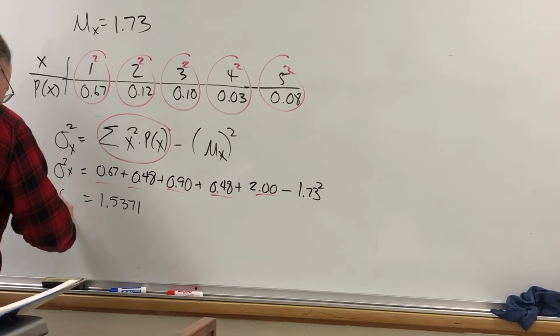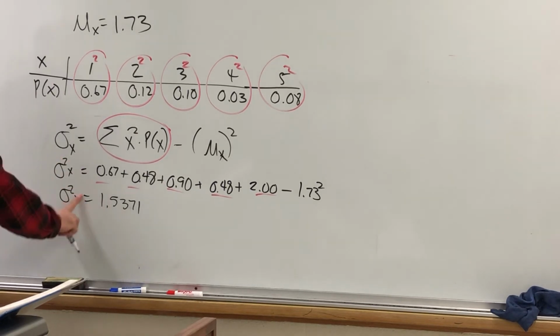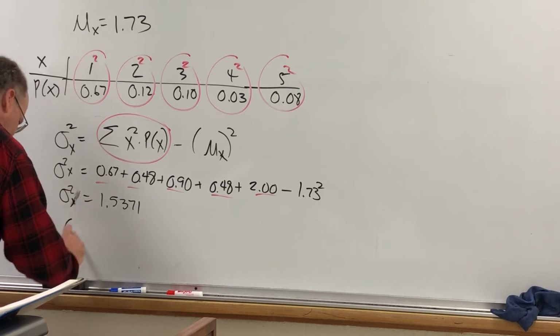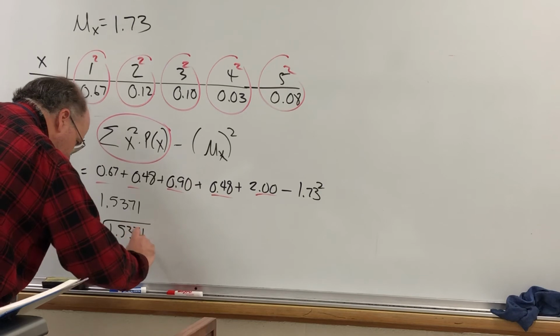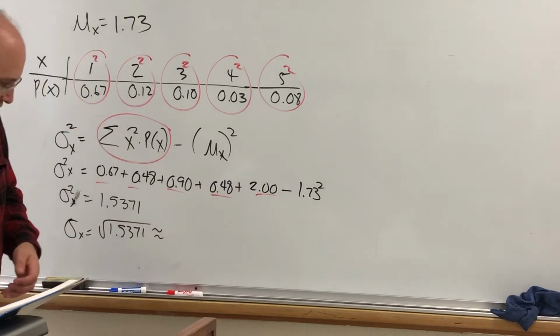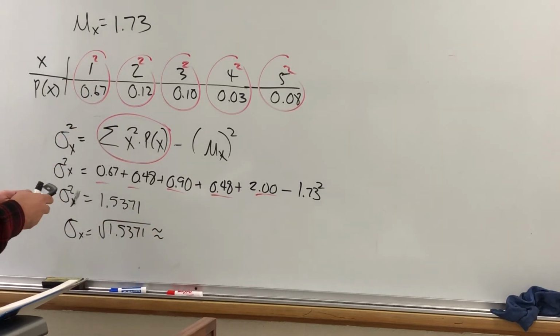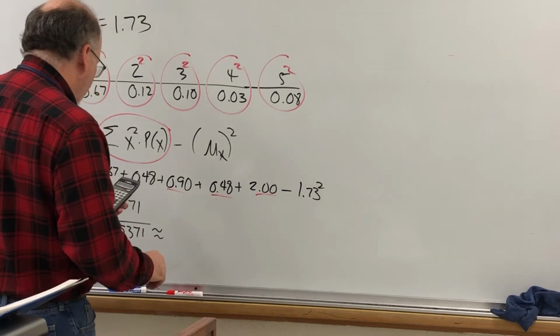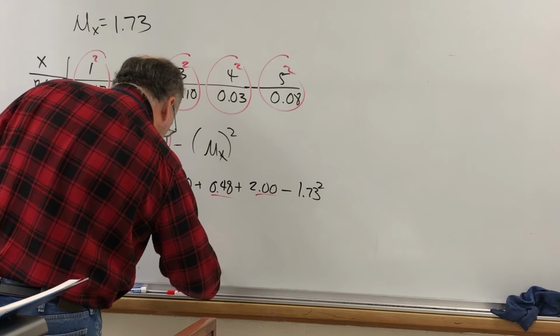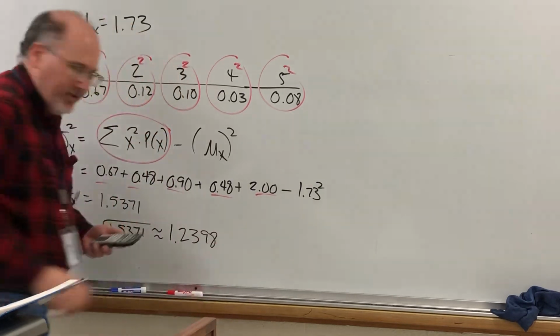be the standard deviation because that's your variance, that's sigma squared. So to find the standard deviation, we would have to square root that. And I'm not sure how many decimal places it wanted. But if we square root that, I'll just round it to 4 decimal places. It's 1.2398, or however many decimal places it wants.